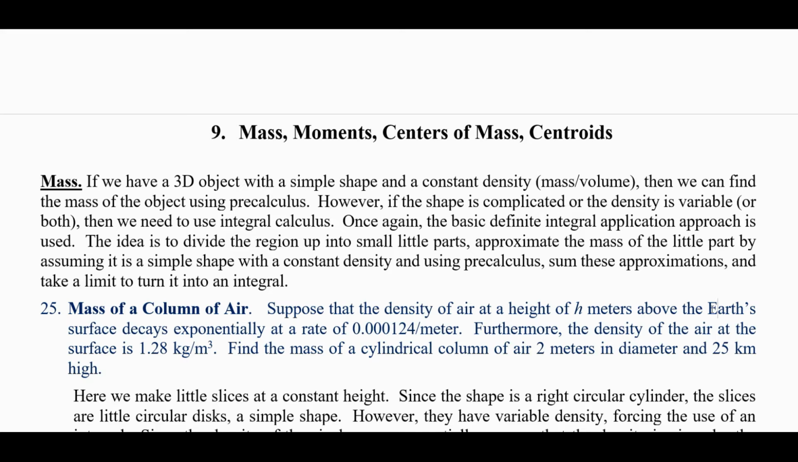So here what we want to do is make little slices at a constant height. Since the shape is a right circular cylinder, both the column and the slices are little circular discs, a simple shape to find the volume of. However, we have variable density. So this is going to force us to use an integral.